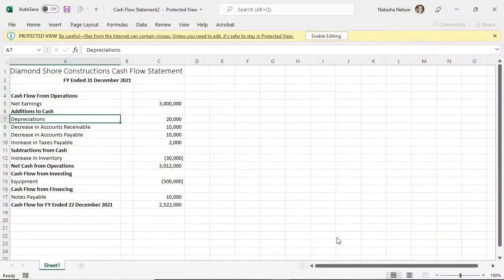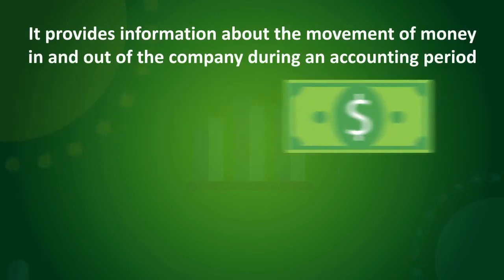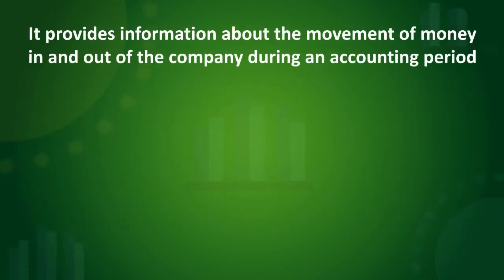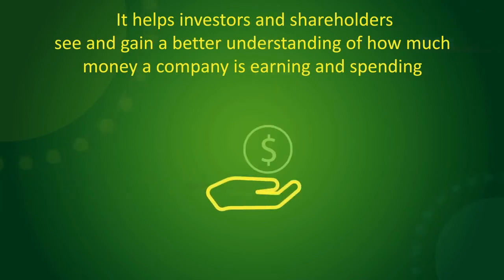The last financial report is the statement of cash flow. This is a simple example of what one looks like. It provides information about the movement of money in and out of the company during an accounting period. It helps investors and shareholders see and gain a better understanding about how much money a company is earning and spending.